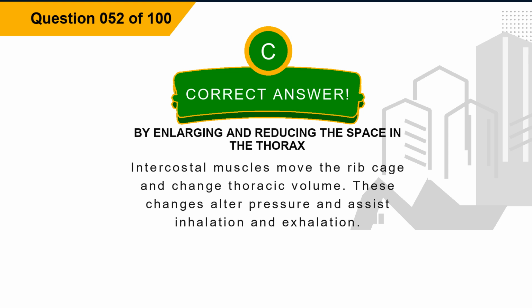Explanation. Intercostal muscles move the rib cage and change thoracic volume. These changes alter pressure and assist inhalation and exhalation.